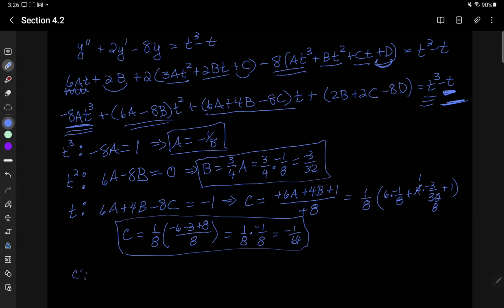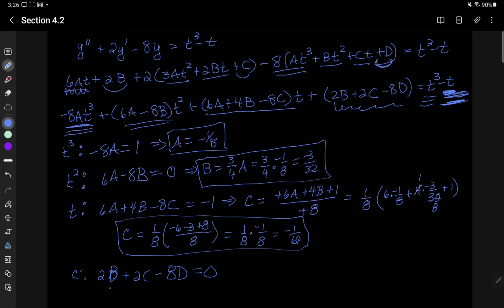And then for my constant, I have 2d plus 2c minus 8d, that's 2b. 2b plus 2c minus 8d is equal to 0 because I had no constant on the right side. And I'm solving for d.